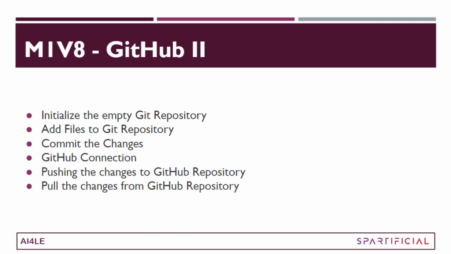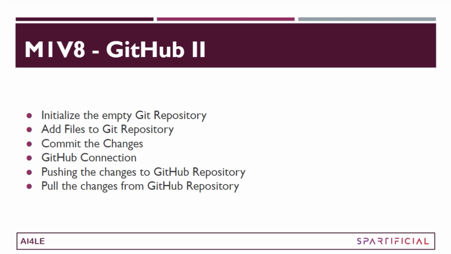Hey guys, welcome to the 8th video of Module 1, and this is the second video on GitHub where I'm going to show you first of all how you can initialize an empty Git repository, then how you can start adding files to that Git repository, and once you are finally happy with all these changes, how you can commit them. And after that, if you want to create a GitHub repository and have a connection between your local Git repository and that GitHub repository, then how you can establish that connection so that you can start pushing these changes from your local Git repository to that remote GitHub repository.